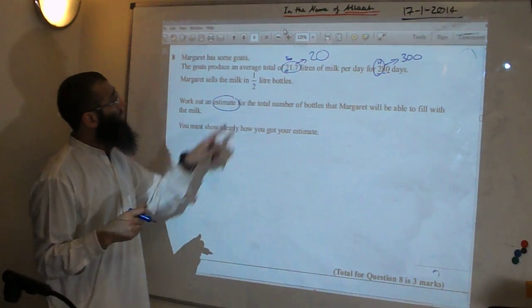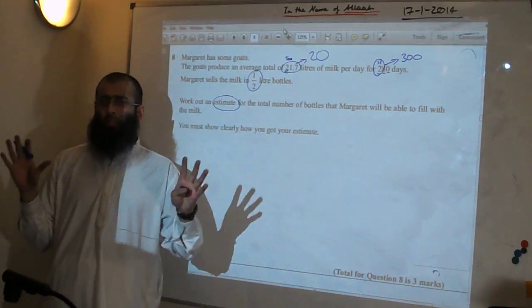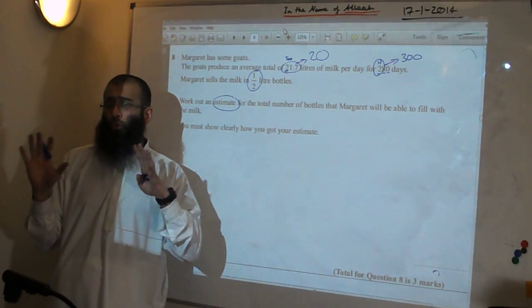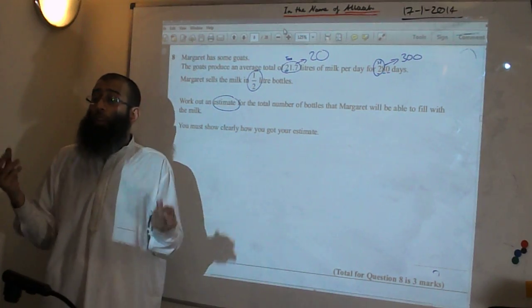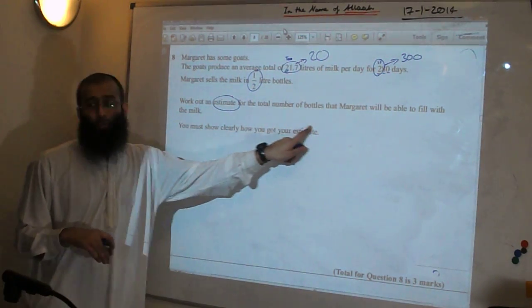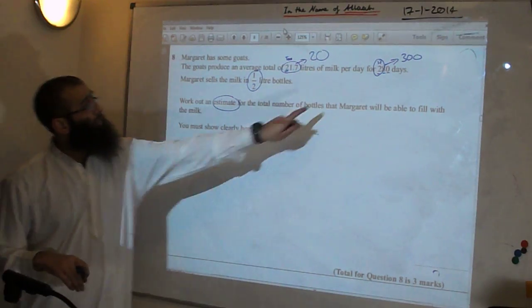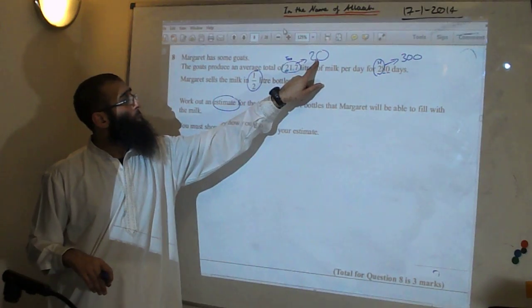Now we have half a litre. We look at that number first. Does it need to be rounded, or is it already chunky? And the answer is it's already chunky. Half is a nice number to deal with. So let's have a look how we're going to work out the total number of bottles. We have that many days, 300. That's become 20 litres.